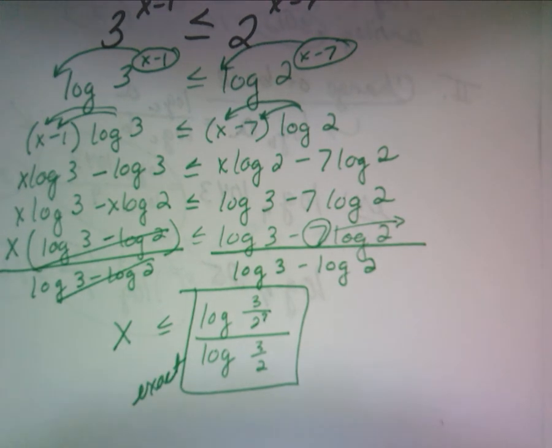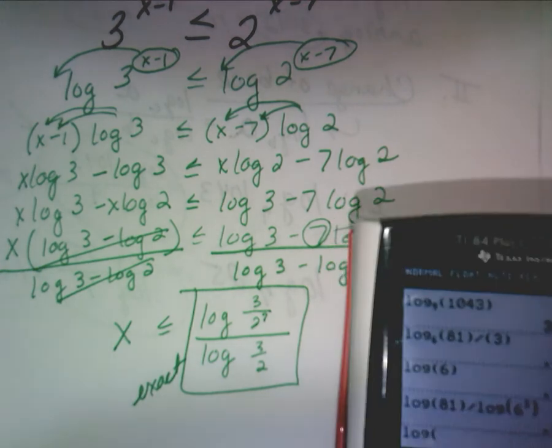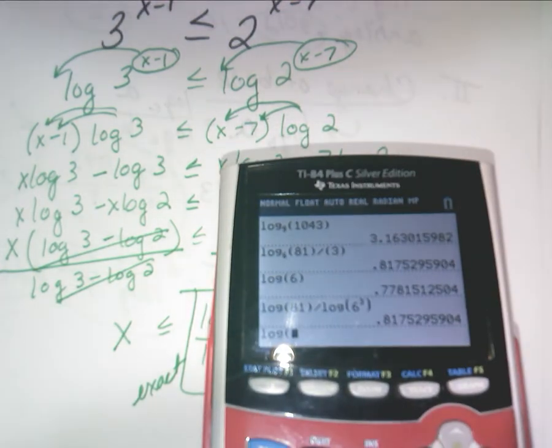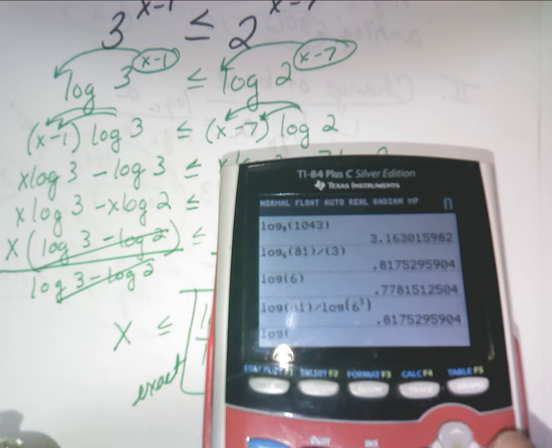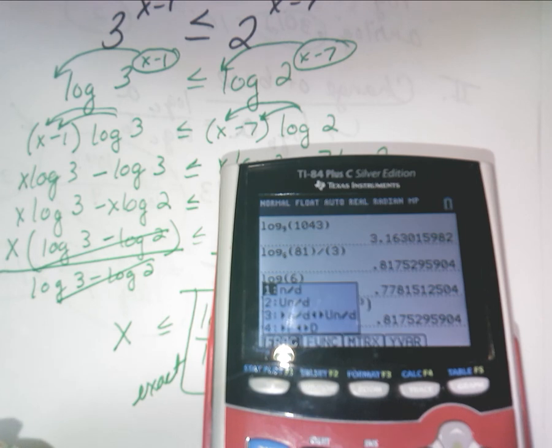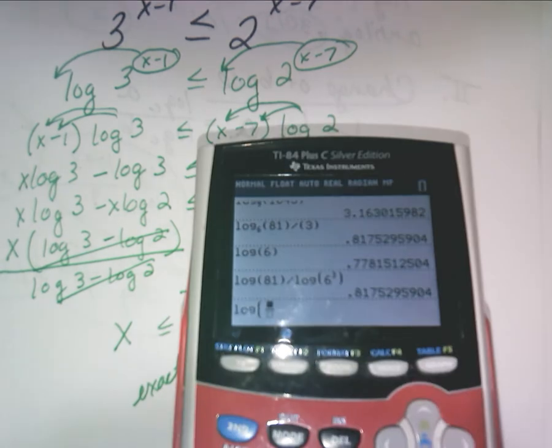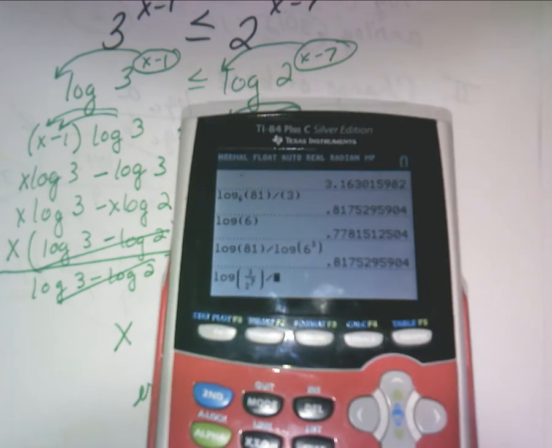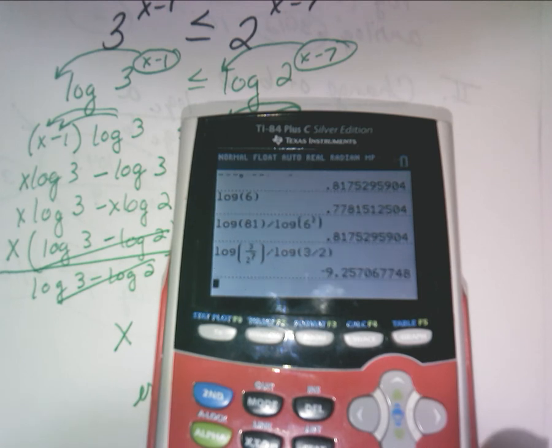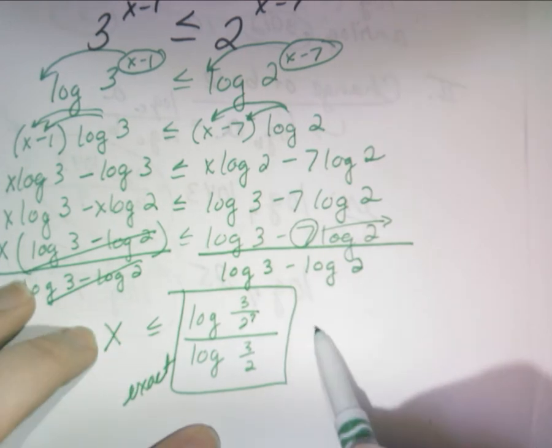And that's what I'm going to require on the next quiz. As a decimal, you can put it in your calculator. 3 over 2 to the 7th, divide by log of 3/2. And negative 9.25 is correct.